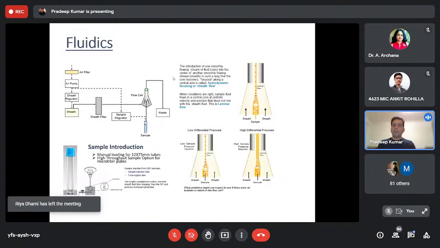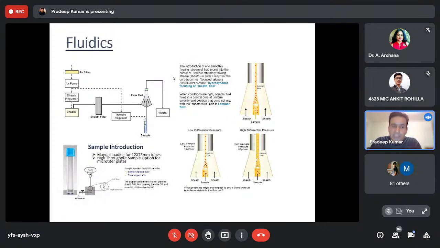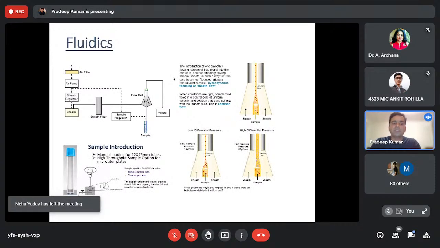So the first component is fluidics. On the lower left side, the tube that you are seeing is the kind of tube in which you prepare your samples, and on top of that tube there is a filter cap. It means you need to filter your samples before you run them in the flow cytometer. Those are the tubes used in most flow cytometry instruments. You load your sample onto the sample port, and in the video I'll show you how these samples are loaded.